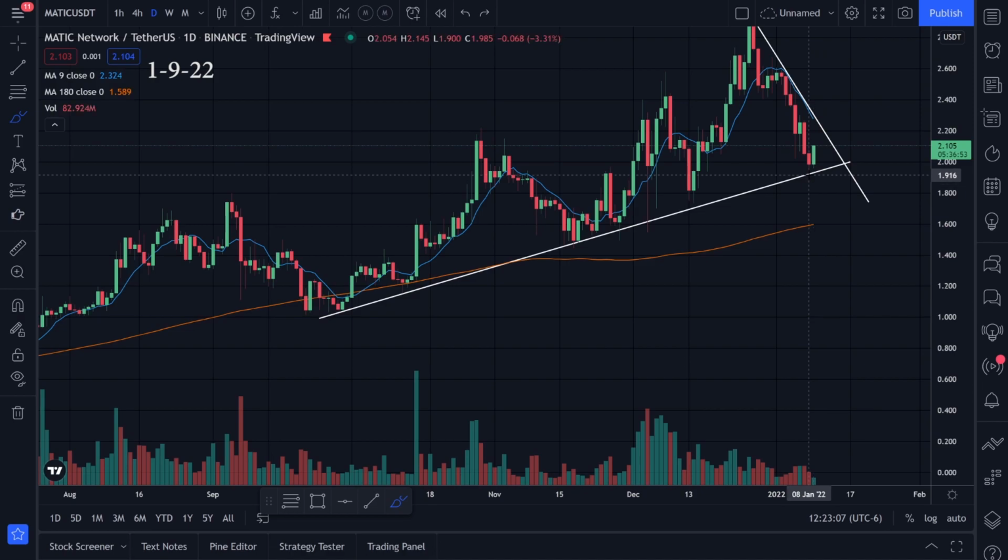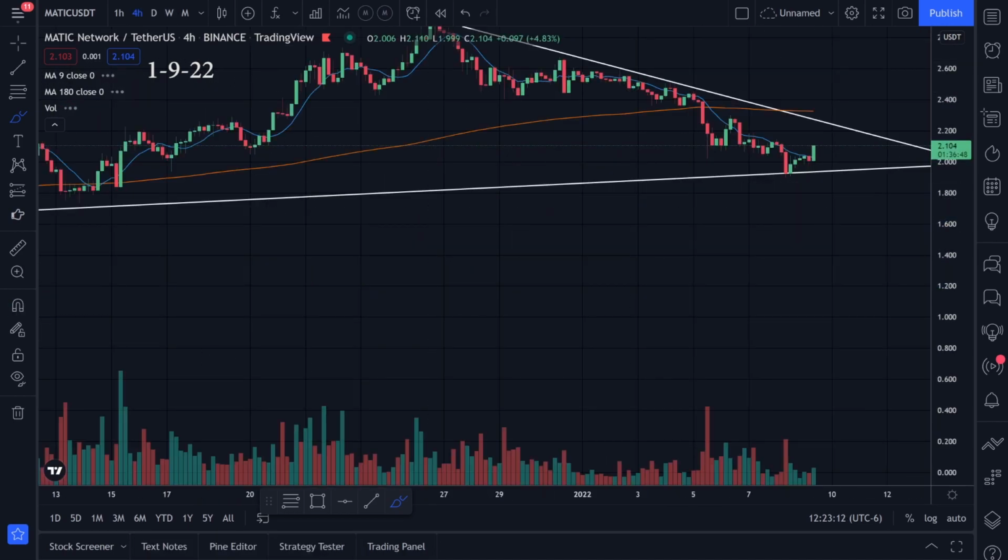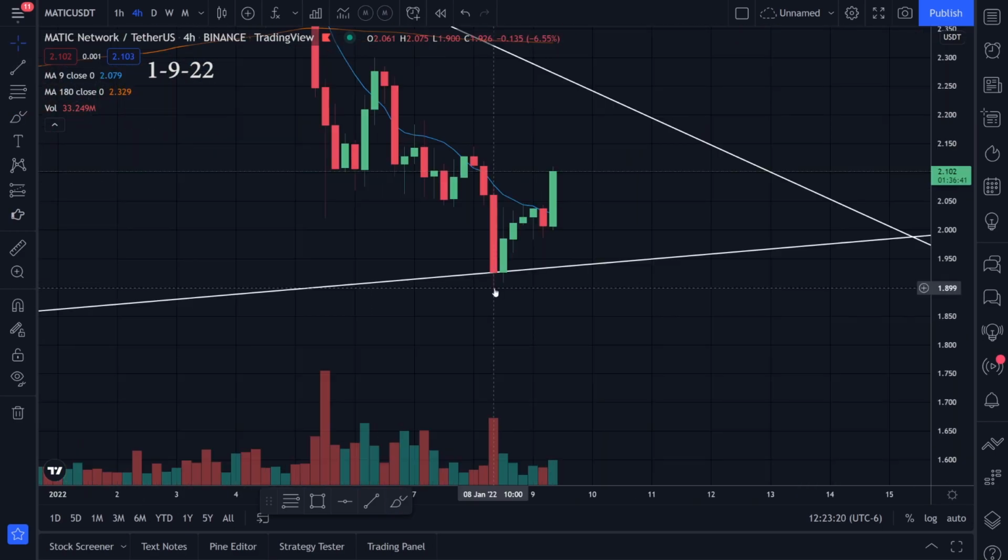And we came down and pretty much hit, I think, let's zoom in and see exactly where we hit. Let's go to the 4-hour time frame. We can zoom in closer. We actually came down to 1.89. It wicked down right here. So yeah, it does look like we got some support, and it does look like it's moving to the upside.